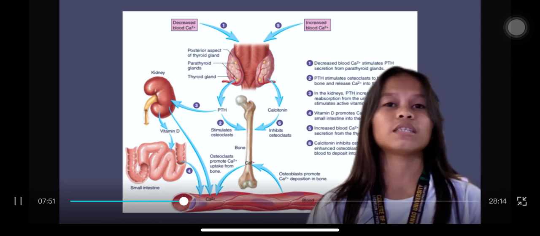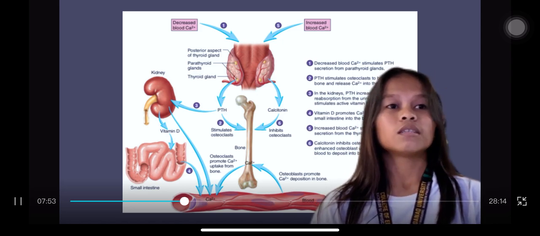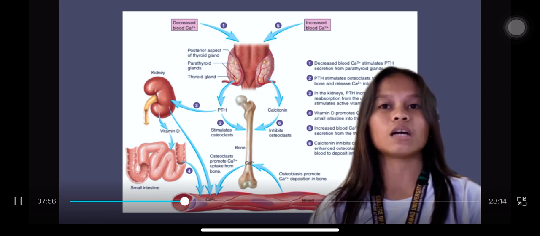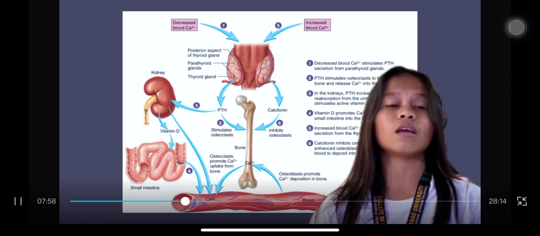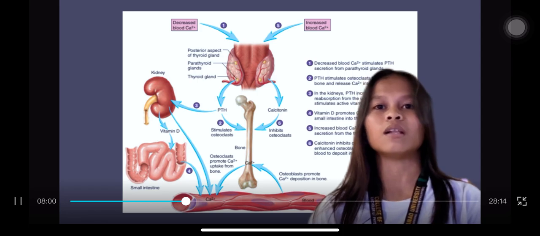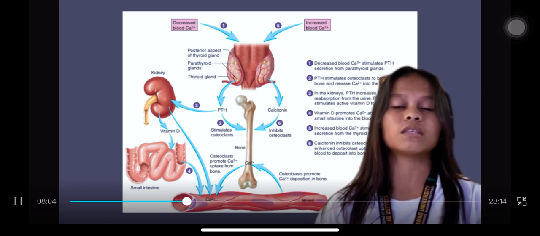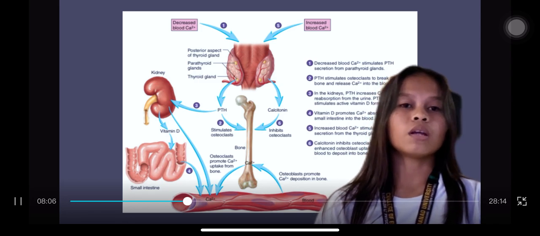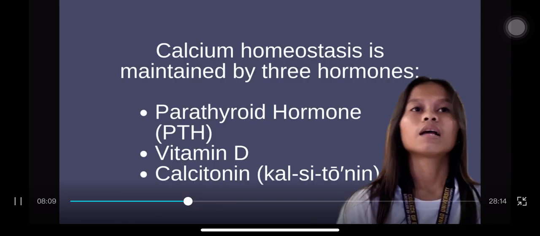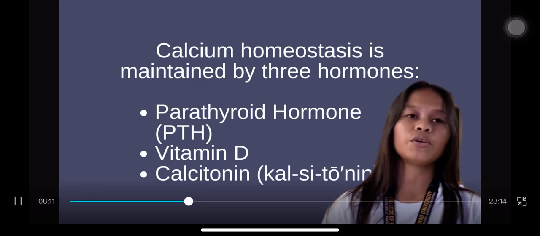Bone homeostasis allows the body to adapt to changing calcium demands, with increased calcium requirements leading to elevated blood calcium levels. Hormones such as parathyroid hormone and calcitonin regulate the interaction between bone and calcium homeostasis. Calcium homeostasis is maintained by three hormones.